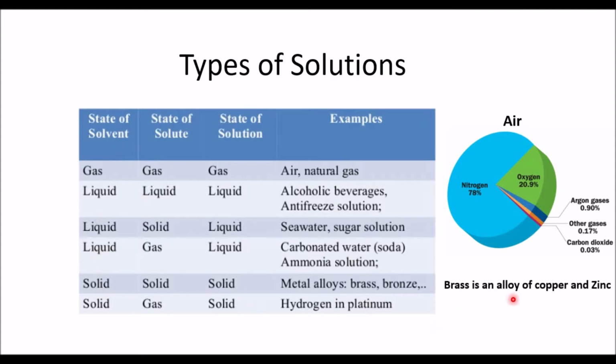Brass is an alloy of copper and zinc. In brass, copper is present in a greater amount, so it is the solvent, and zinc is present in a lesser amount, and that is the solute. Hydrogen in platinum is an example of a gas in a solid.